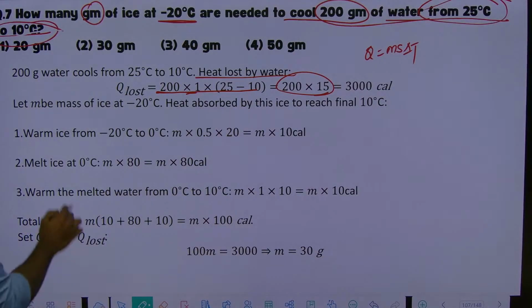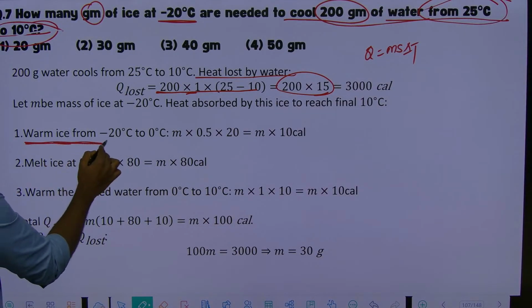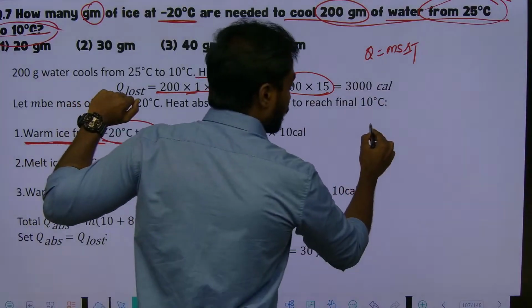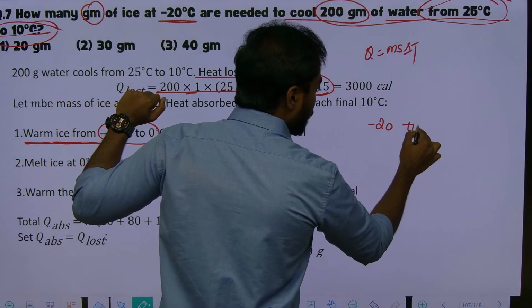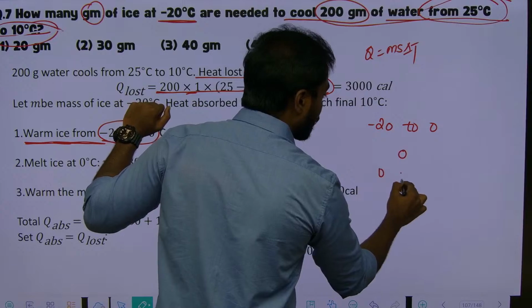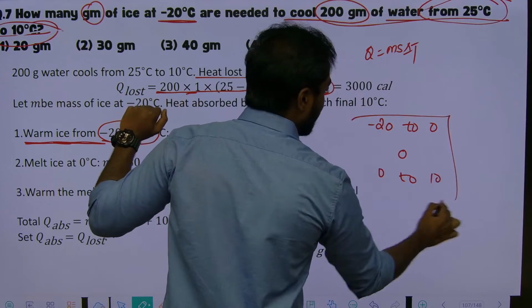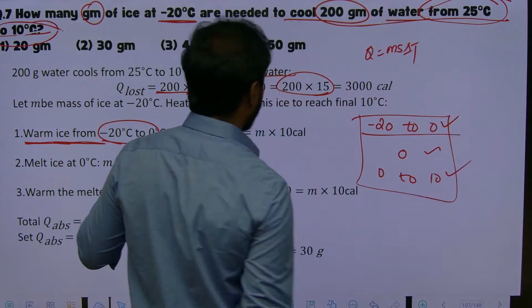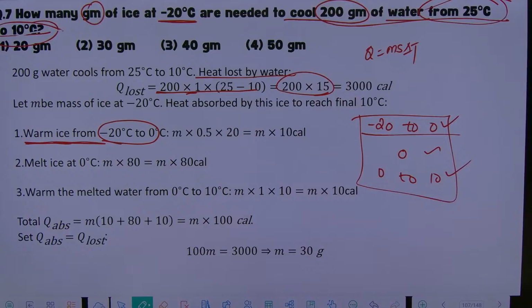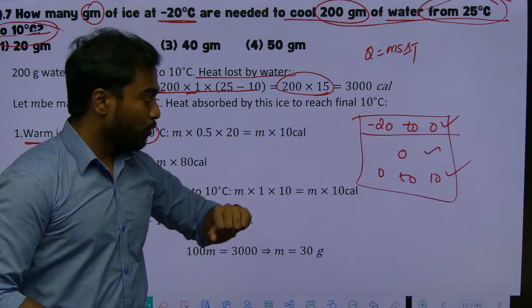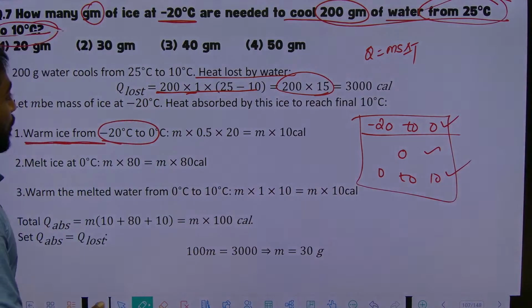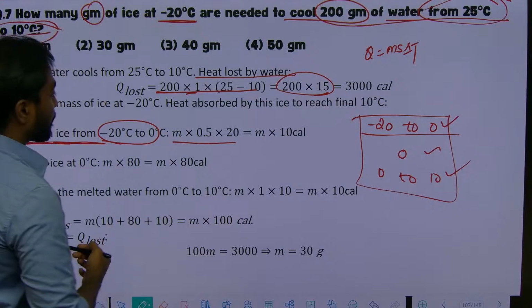Fine. So warm the ice, that is minus 20 degrees Celsius to 0 degrees Celsius first, then at 0 degrees Celsius, then 0 to 10 degrees Celsius. Minus 20 to 0, then 0, then 0 to 10. So three things we need to calculate: 1, 2, 3. Here the thing is m s delta T we can use. Here the state is getting changed. Here it is the same state. So the formula is m into s into delta T, right?